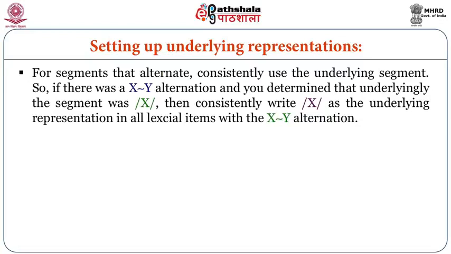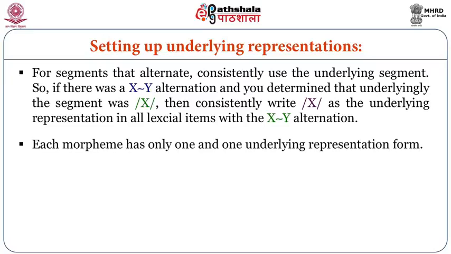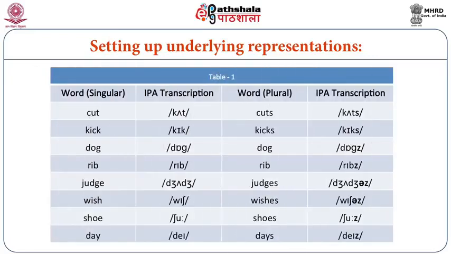So if there was an X to Y alternation and you determined that underlyingly the segment was X, then consistently write X as the underlying representation in all lexical items with the X to Y alternation. Each morpheme has only one underlying representation form. Now in this particular chart, you can see the examples of constructing underlying morphs. When you have a word like cut, this is the IPA transcription of cut, and when it is plural it becomes cuts, and its IPA transcription will be different from the earlier one.